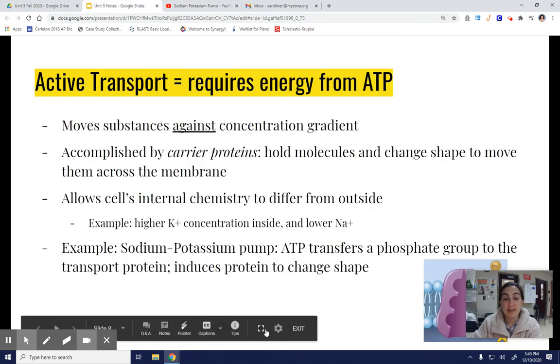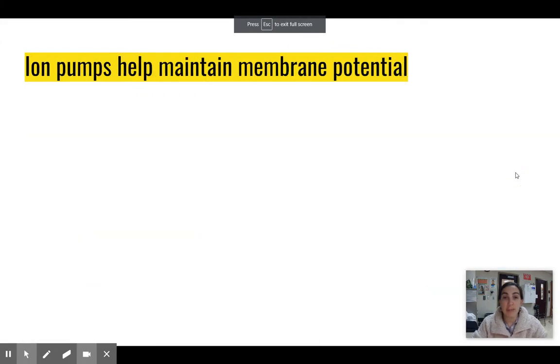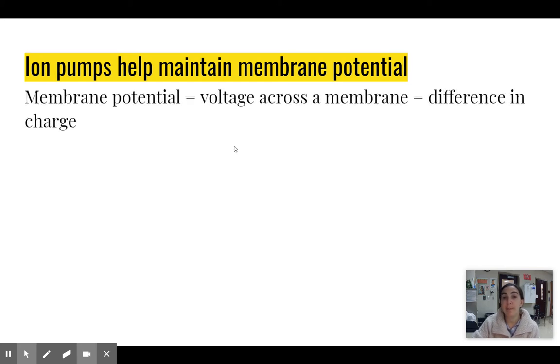So this pump, this sodium-potassium pump, helps to maintain a difference in ion concentration. And because those ions have charge, this is something we call membrane potential. Voltage, remember, is a difference in electrical charge. And electrical charge is those positives and negatives.